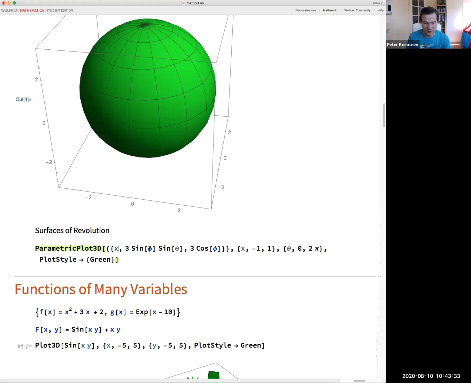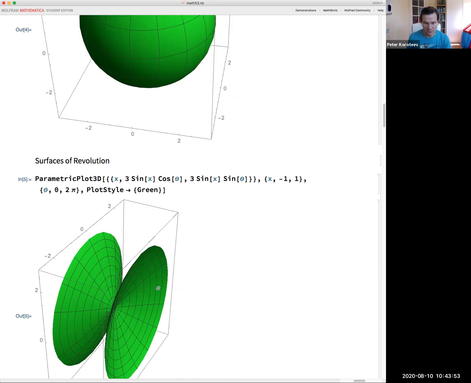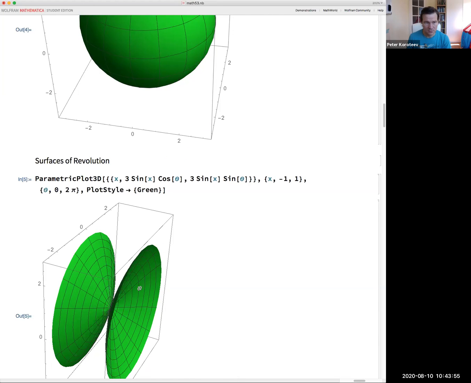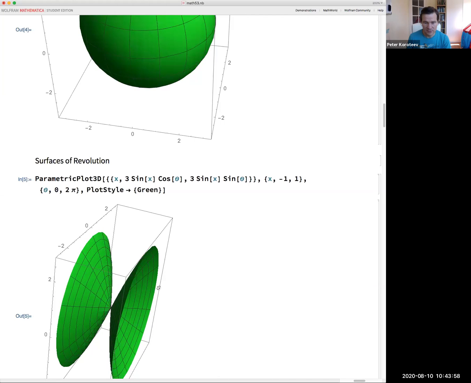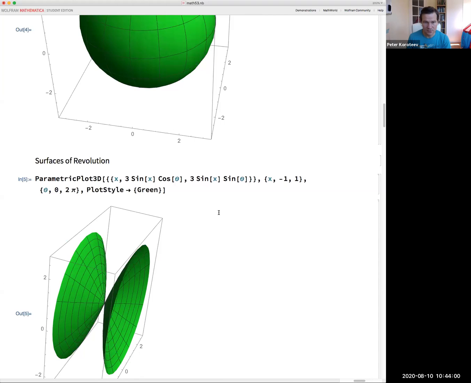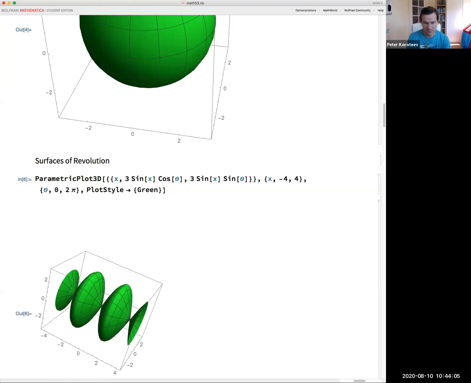for example, sine x cosine theta, and the z component is equal to sine x sine theta. So you see that this is the surface of the cone. Well, it's kind of an interesting phenomenon here, right?